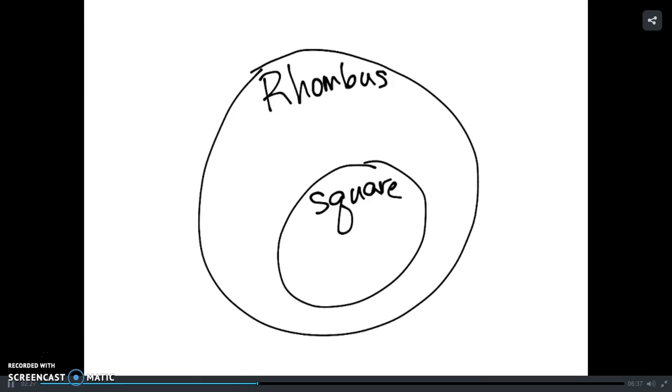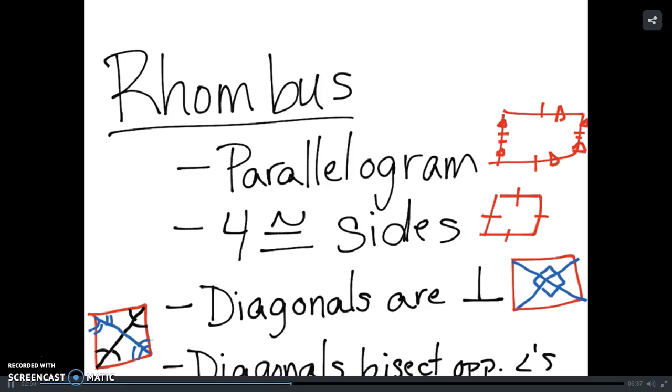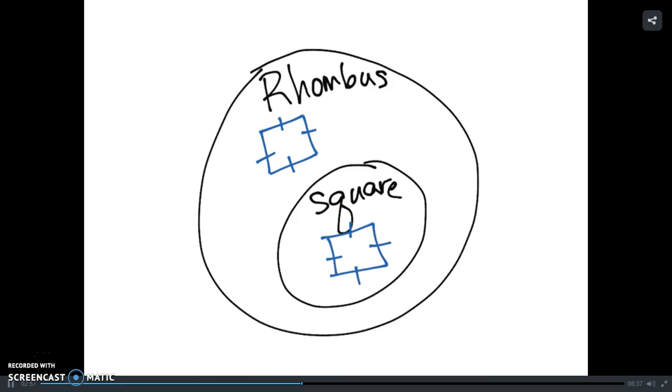Next, we're going to be talking about a square. So keep in mind, a rhombus is, if you're drawing a Venn diagram, the big idea. So it has to have four congruent sides. Guess what? A square has to have four congruent sides, right? Everything we know that's true about a rhombus, all of these facts that we just covered, that's a parallelogram, four congruent sides, the diagonals are perpendicular, the diagonals bisect opposite angles. All of those things are also true about a square.